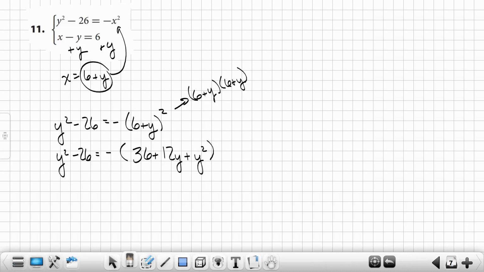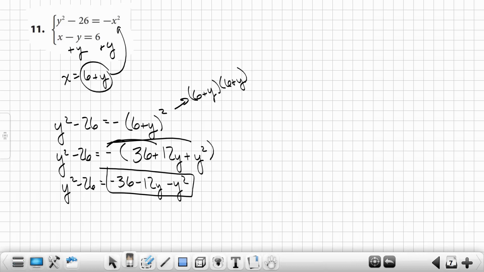Okay, so that's going to distribute and combine to that. Now that negative sign is going to distribute through. So I have y squared minus 26 is equal to negative 36 minus 12y minus y squared. Let's bring all of this to the left. So I'm going to add y squared to both sides. Now that's gone. I'm going to add 12y to both sides.